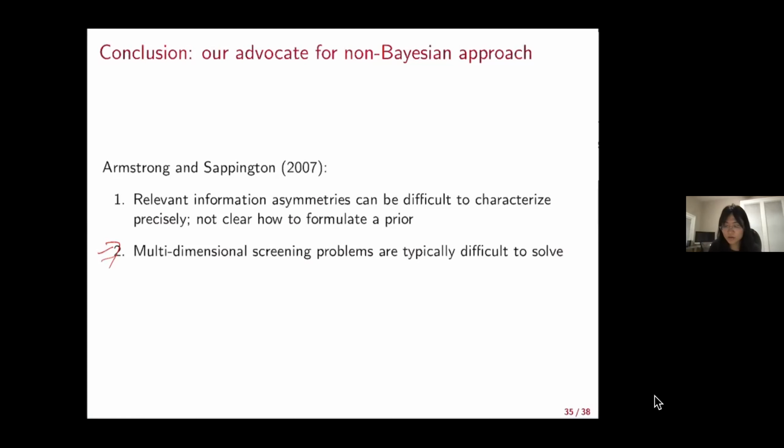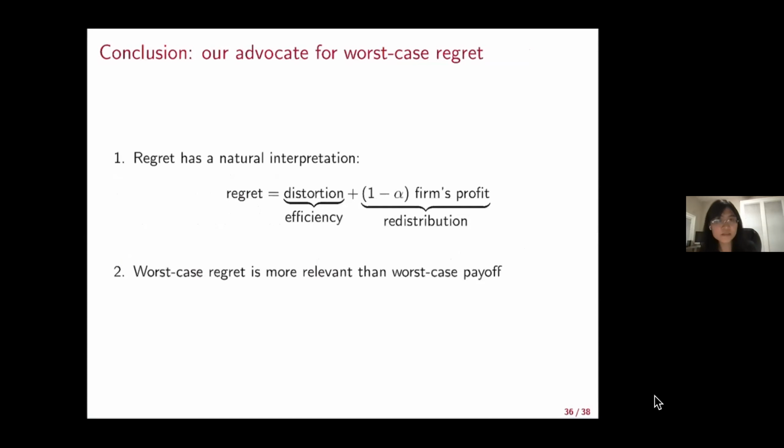Now, within the non-Bayesian approach, we want to advocate for worst case regret for 3 reasons. The first one is that the regret has a very natural interpretation. It's a weighted sum of the firm's efficiency objective and the redistribution objective. The second one is that worst case regret is more about protecting surplus when the market has a lot of surplus to protect, right?